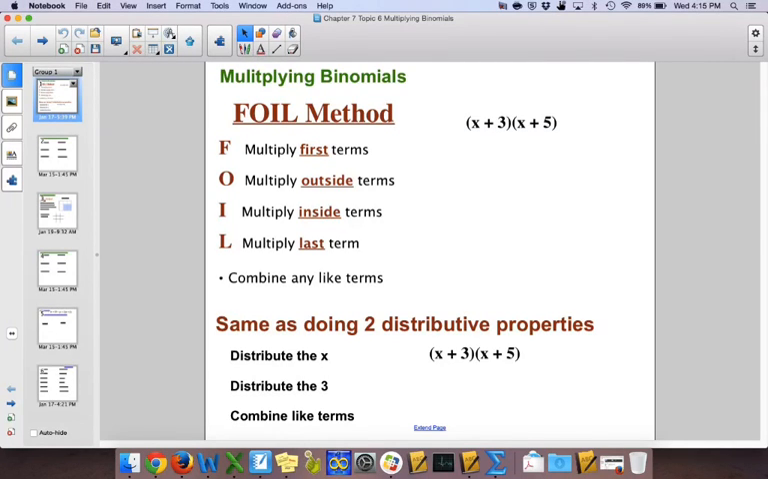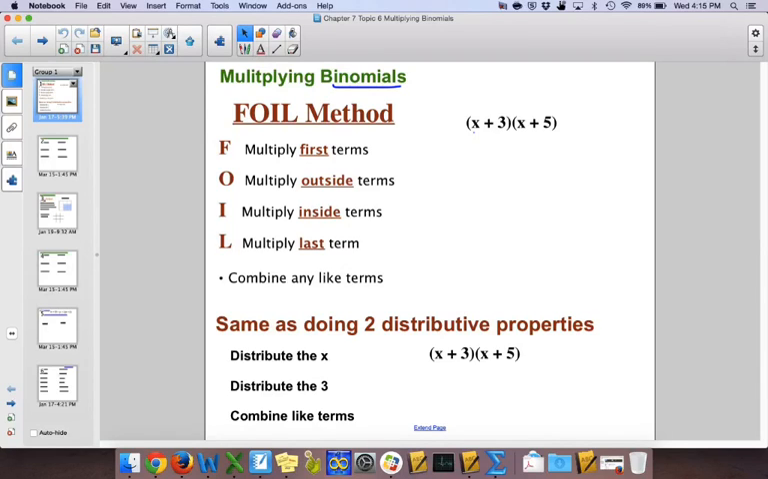Okay, the last topic for chapter 7 is multiplying binomials. We look at the word binomial here, that means two terms, bi meaning two. So we look at this example here, there's two terms in the first one, x and plus 3, and then two terms here, x and 5. So what happens when we multiply them?